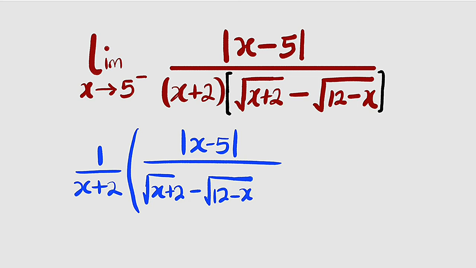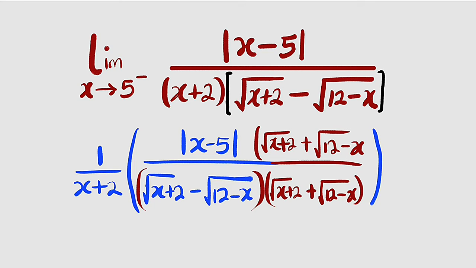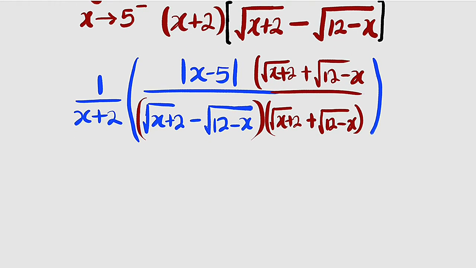So now I would like to multiply the top and the bottom by the conjugate of the denominator. We have minus here. We are going to use plus sign. So I'm going to multiply this by square root of x plus 2, then plus the square root of 12 minus x. I'll do the same thing to the top. We have square root of x plus 2, then plus the square root of 12 minus x. So this is what we have. Let us simplify the top and the bottom separately.